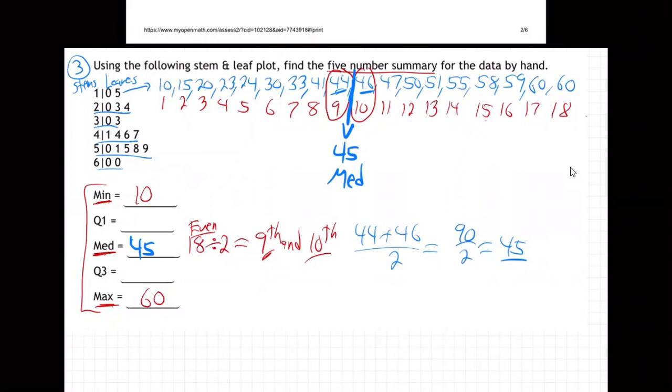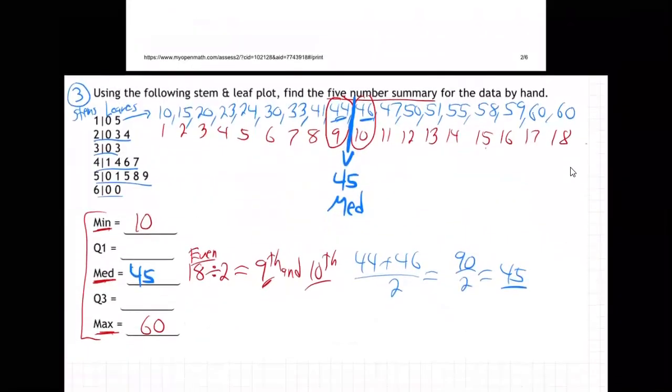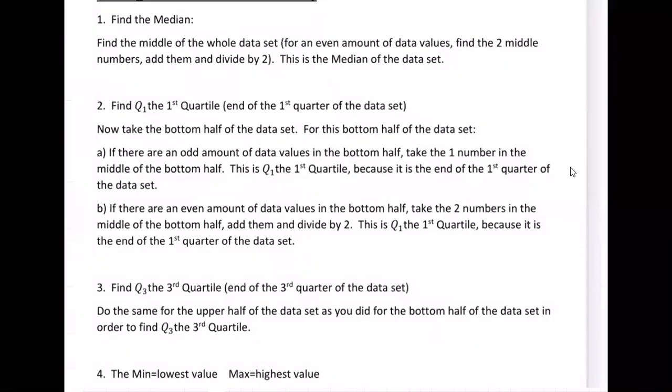So we just averaged the 2 numbers in the middle, added them and divided by 2, got the very middle of the 2 middle numbers. Now we're going to go on to Q1, the first quartile, which is the end of the first quarter. We're basically breaking this data up into 4 even quarters.